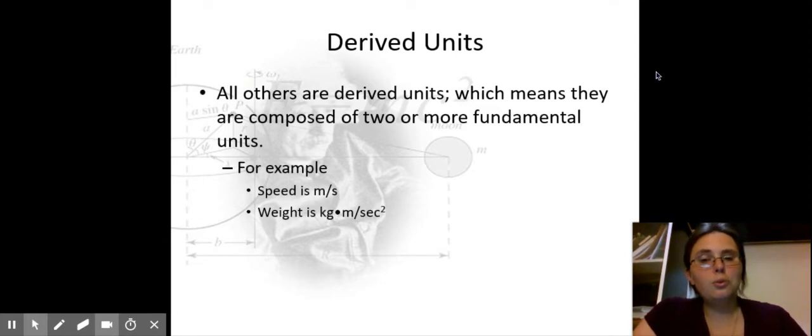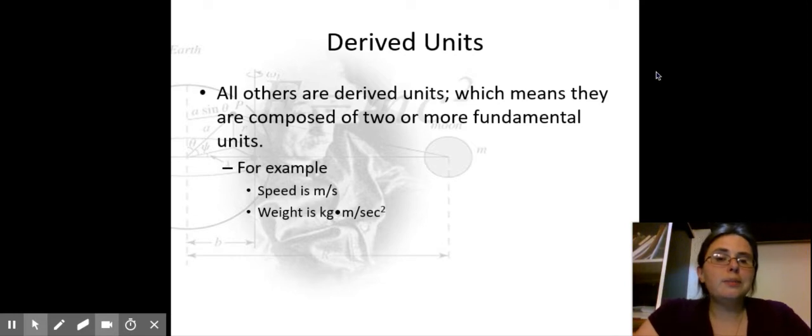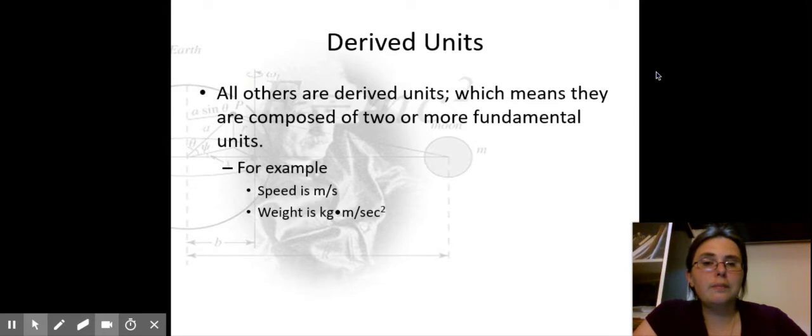You used two units to create a new one, and that is a derived unit. And weight is actually similar to that. And we will talk in depth about weight as we go through the year.